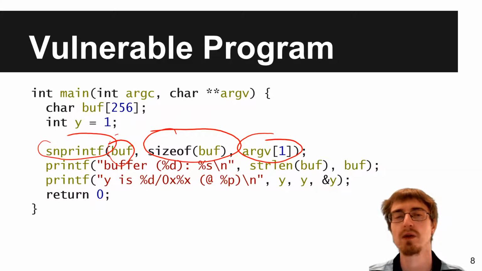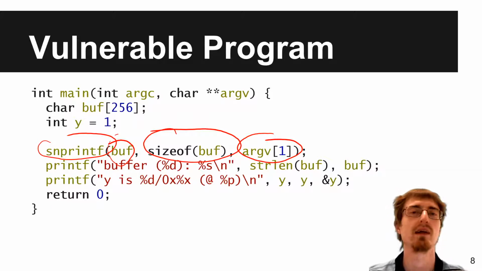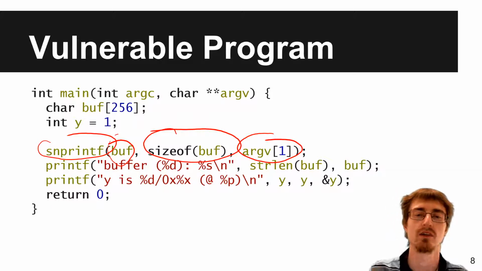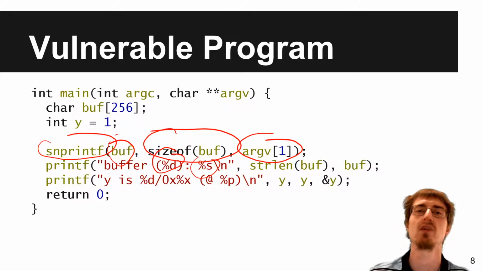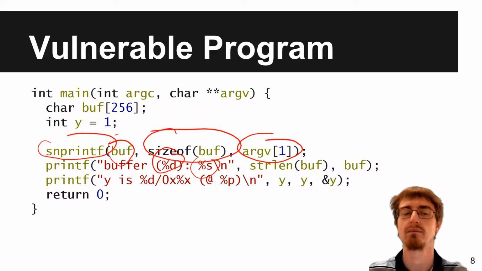Additionally, we have some printfs that will help us debug any issues we might encounter. So we write the length of the buffer as well as the contents, and we also have a variable y. Now we print for the variable y its value as well as its location. So guess what? Our goal is going to be to change the y, corrupting data.